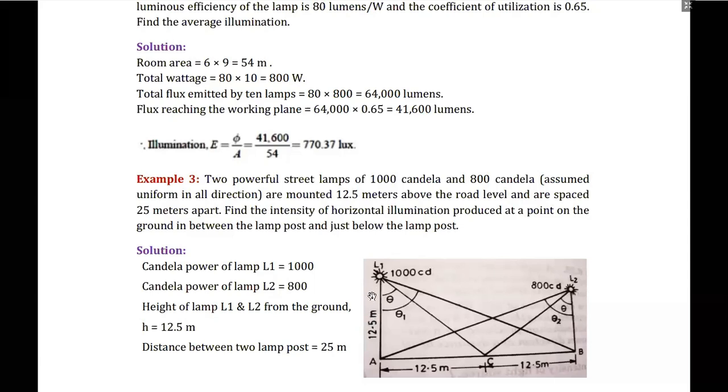ये 12.5 मीटर रोड लेवल से इसकी हाइट है, and they are 25 meter apart. This is the distance between both light sources L1 and L2, 25 meter. Okay, find the intensity of horizontal illumination produced at a point on the ground in between the lamp post.